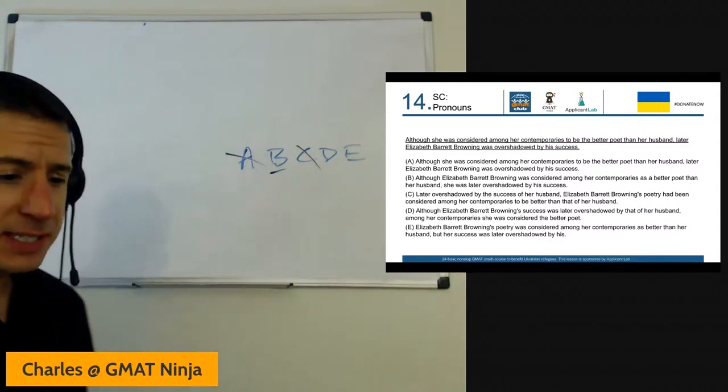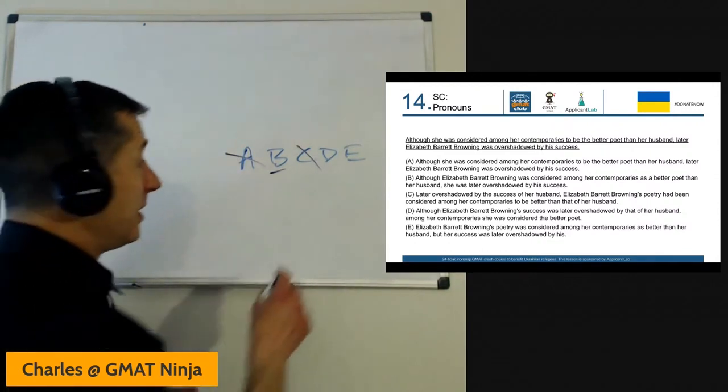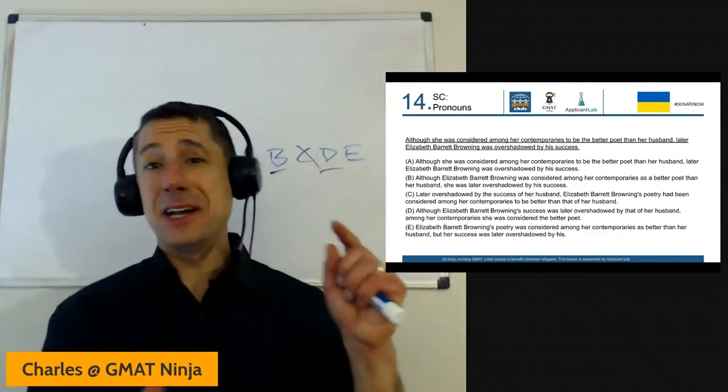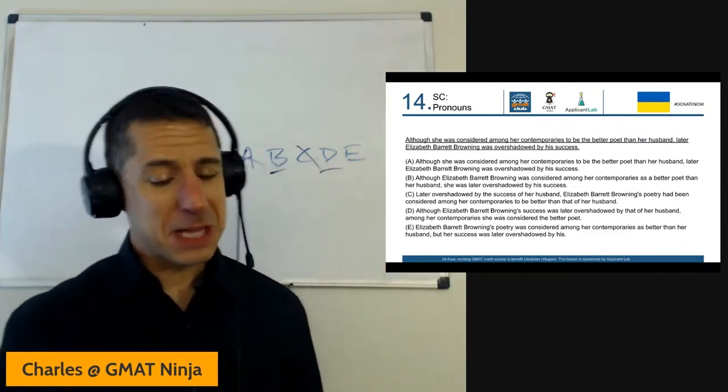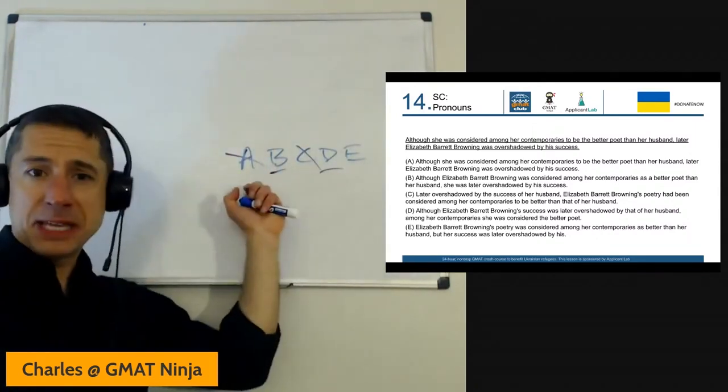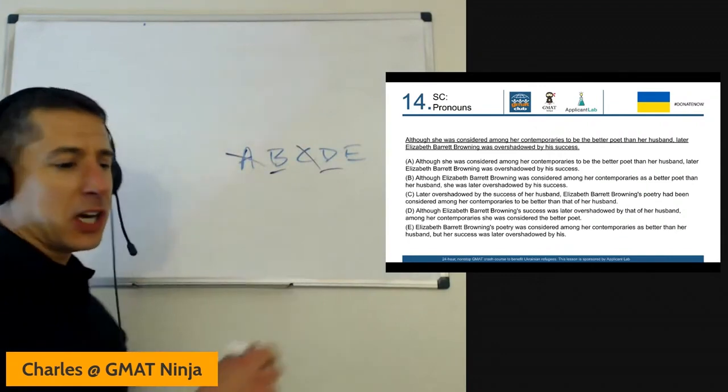Among her contemporaries, she was considered the better poet. No issues there at all, unless you make the mistake that I've made in the past, obsessing over that possessive, and that's not an issue. And obviously at this point, we can see that D is better than B. The comparison makes a lot more sense. Meaning is much clearer here.